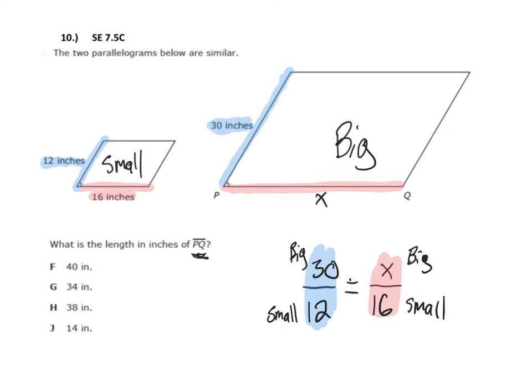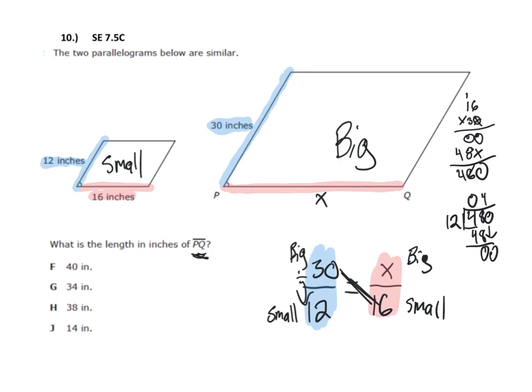Now we need to cross multiply. 16 times 30. 0, 0, place value. We get 3 times 6 is 18, carry the 1. 3 times 1 is 3, plus 1 is 4, so we get 480. Now we have to divide by 12, divide down. So 480 divided by 12. 12 goes into 4 0 times, goes into 48 4 times. That is 48. Bring down our 0. 12 goes into 0 0 times, so our answer is 40.